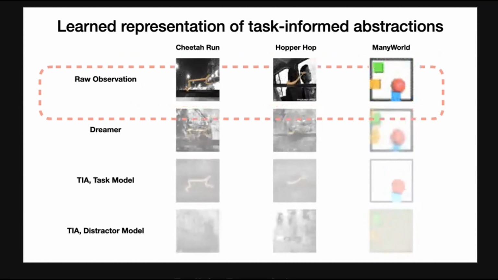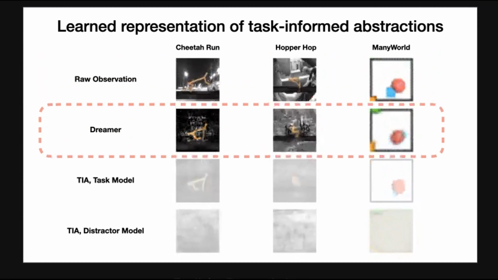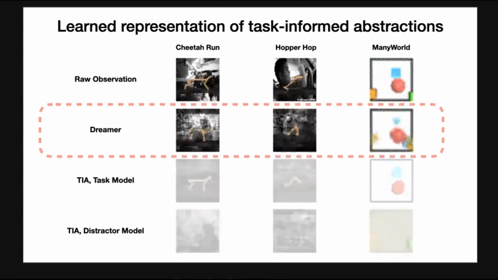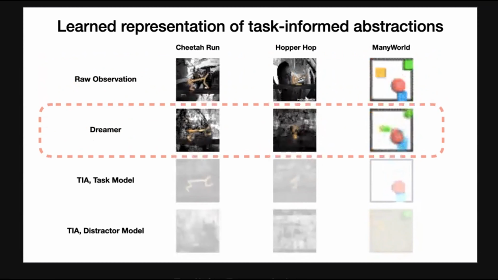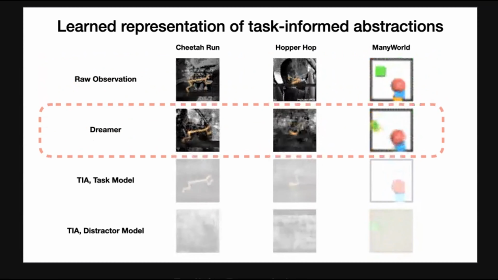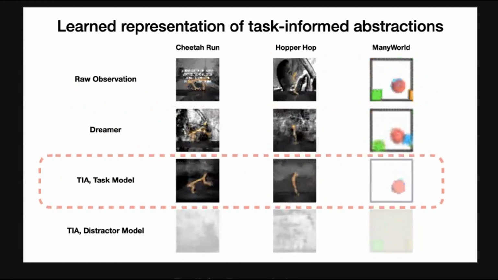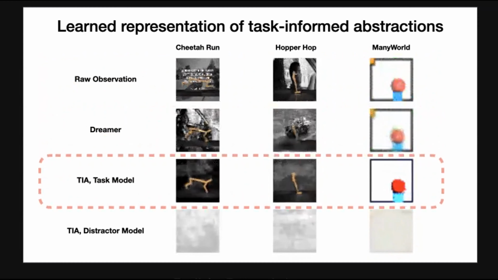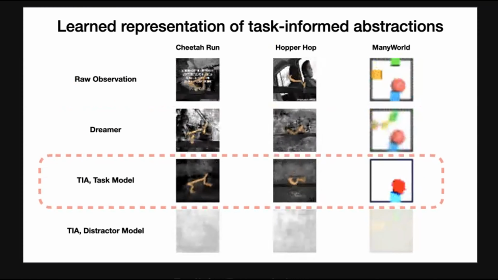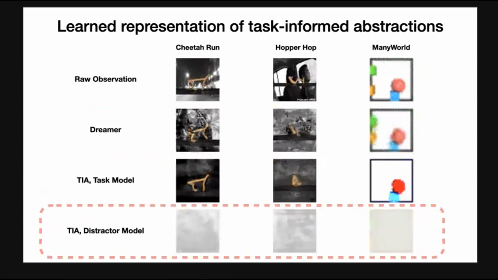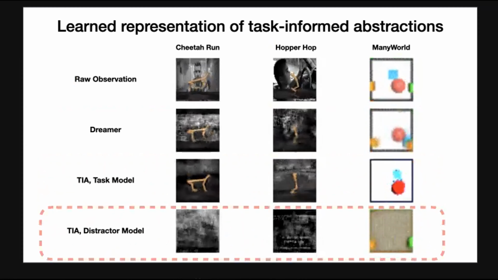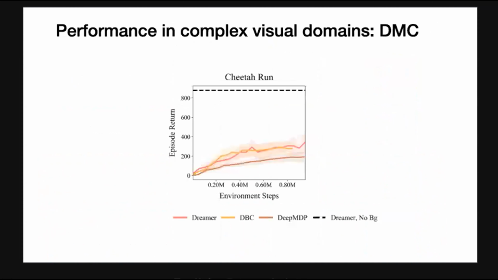Now we can inspect the image reconstruction from Dreamer on the second row. Notice that Dreamer fails to capture the precise location of the agent because it does not distinguish what is relevant to the task from those background distractors. On the other hand, our method, task-informed abstractions, accurately captures the position of the agent. This is because distractions in the image are taken care of by the second distractor model, which enables the task model to focus on features that are relevant for the task.